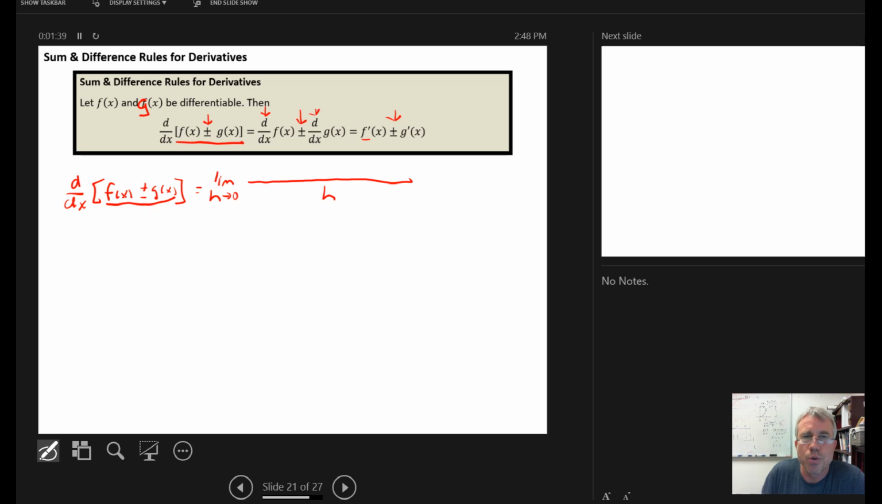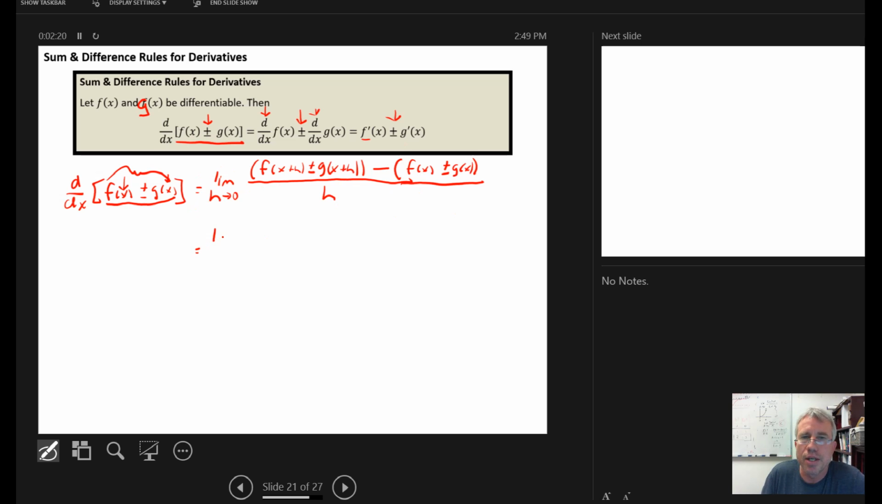So the difference quotient would say everywhere you see an x, replace the x with x plus h. So you would start off by going f of x plus h, and then you'd go plus or minus the g with the x replaced with x plus h. And then the difference quotient says take and subtract the original function. And the original function was the sum or difference of these two functions. So we get f of x plus or minus the g of x. So there's the difference quotient.